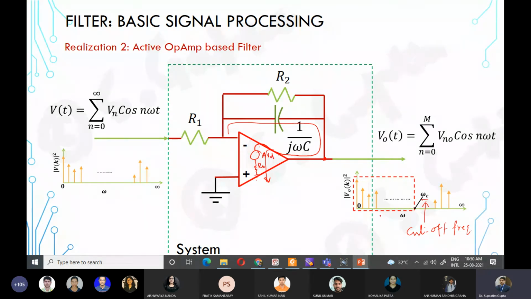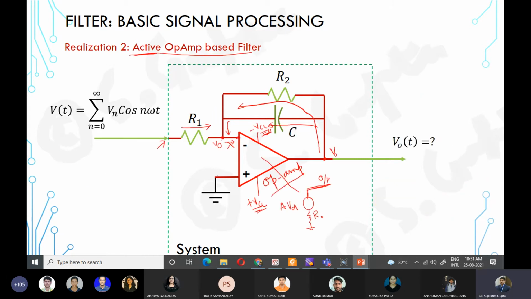Okay, so below this cutoff frequency, every component will have non-zero amplitude. Beyond the cutoff frequency, every component, that means this m plus 1 to say n, all these components will go to zero amplitude. And so effectively what we have found, we can design a filter circuit using op-amp based active filters.